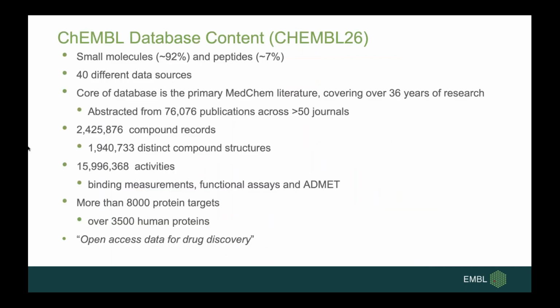So this is just some statistics on the amount of data that's in ChEMBL 26. ChEMBL 26 was released last week. We've got data, as I say, on nearly 2 million compounds, nearly 16 million activities. And I hope everyone's aware that all the data in ChEMBL is freely available for anybody to use. So you can use it freely in your own particular areas of research.